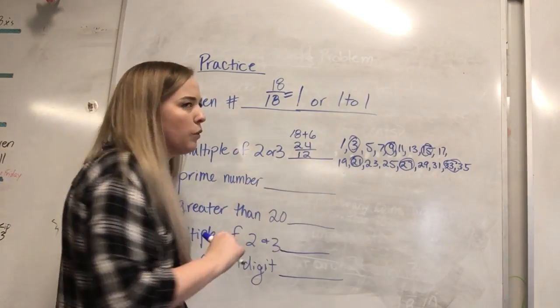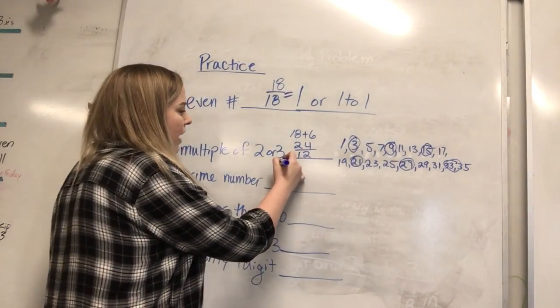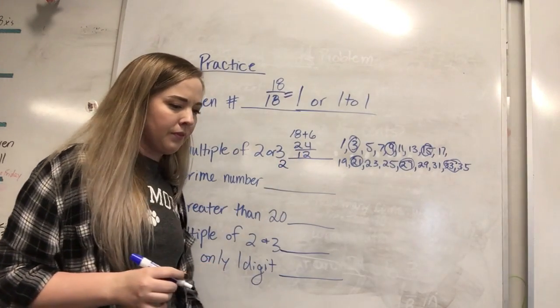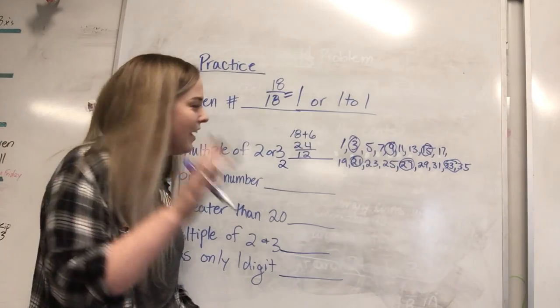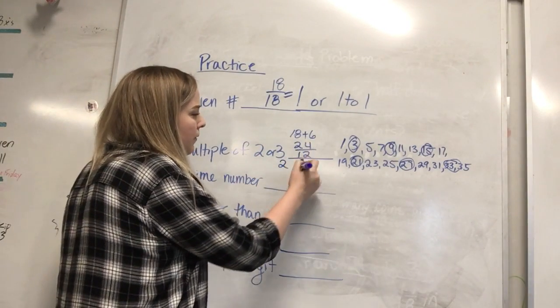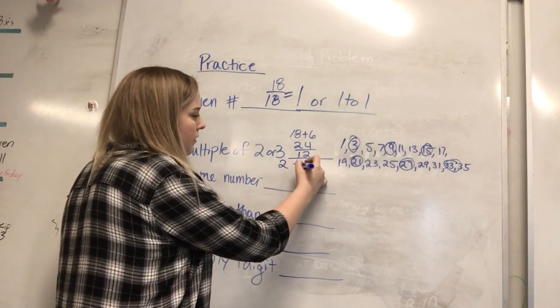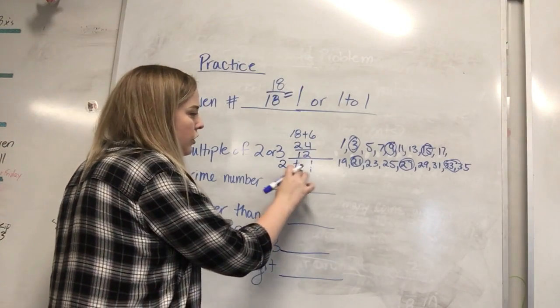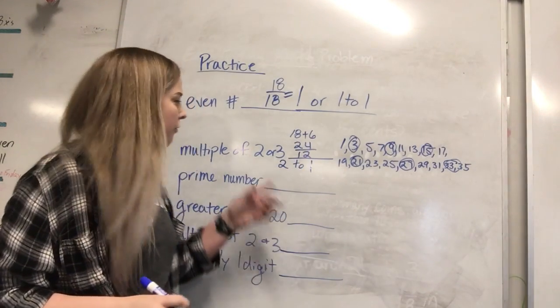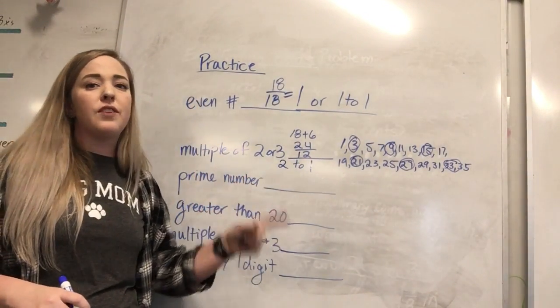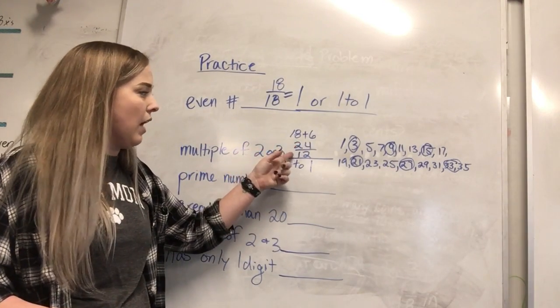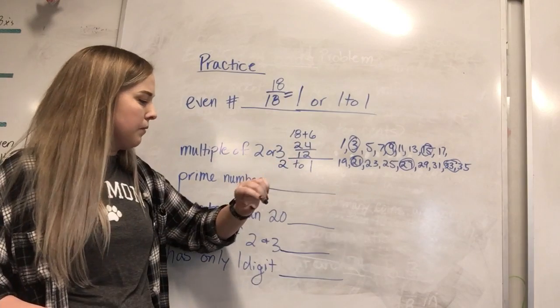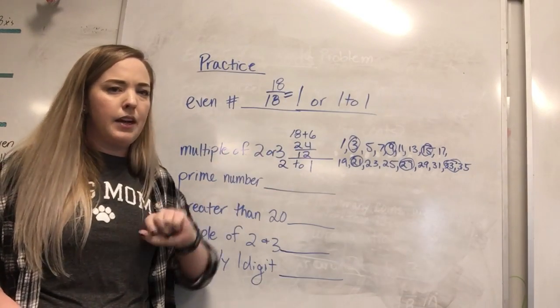So 24 divided by 12 is 2. So we have the odd of 2 and 12 divided by 12 is 1. So the odd is 2 to 1. So for multiples of 2 or 3, you should have gotten 2 to 1, or you can get 1 to 2. If you flipped it and had the numbers the other way around, that's fine.